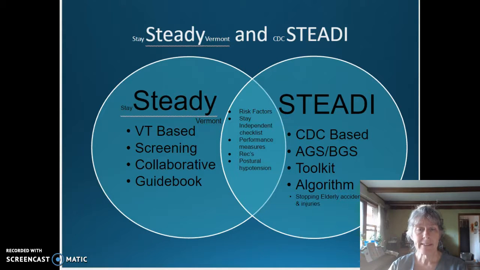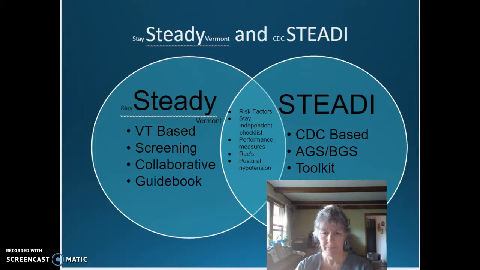So steady with a Y, Stay Steady Vermont, are local efforts that borrow tools from steady with an I. Steady with an I is a nationally based thing done by the Center for Disease Control and organized into a great website that you can easily Google. It's a toolkit. It's designed primarily for primary care practitioners so they can recognize people when they come for their primary care, recognize them by their level of risk for falls. Our local Stay Steady events take some of the elements from the CDC's Steady with an I toolkit as shown in this diagram.